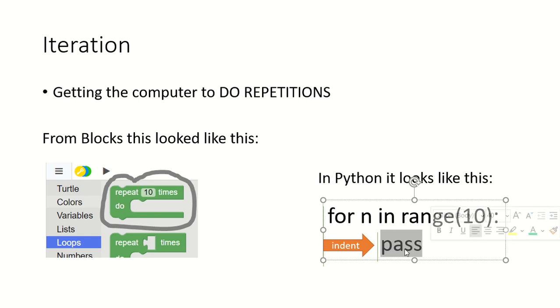and if I don't know what command I want to do at this moment, I use the placeholder command pass. So this loop will repeat, doing nothing, 10 times. And we'll see how to do this. Effectively what we want to do is replace this blank placeholder instruction pass with actual instructions that we want the computer to carry out for us.